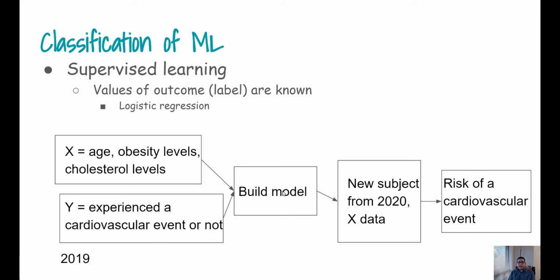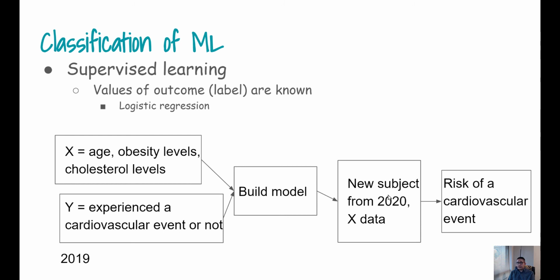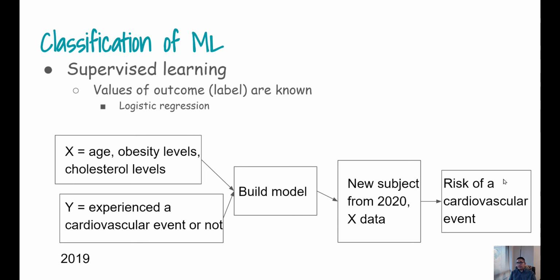How do we build the model? One example can be by using a logistic model or a lasso model, or some sort of regression and classification tree model that we will talk about a bit later. Once the model is built, we fit the model, and then we use that fit to get predictions for the new subjects that we recruited this year, maybe 2020. Based on this new data set and the model that we have already built, we can get the risk of cardiovascular event for each of the persons recruited this year.